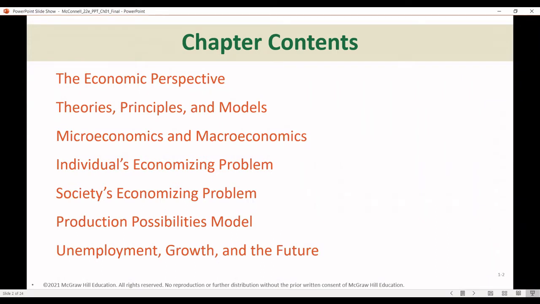We will explore the individual economizing problem and also go through an illustration. We'll do the same thing with a society's economizing problem using the production possibility curve. At the end of the chapter, we'll see a scenario of unemployment and economic growth, and also how the decisions we make today impact the future.